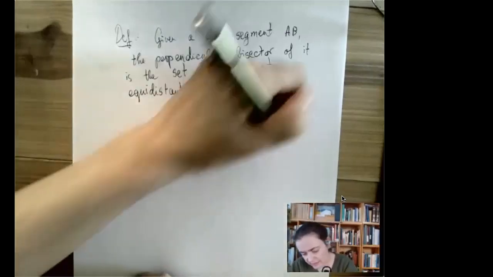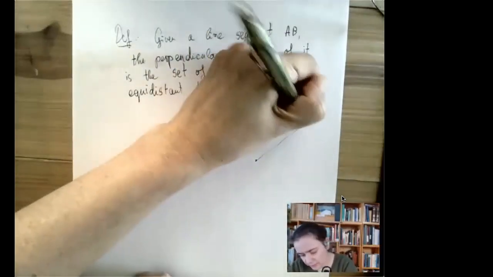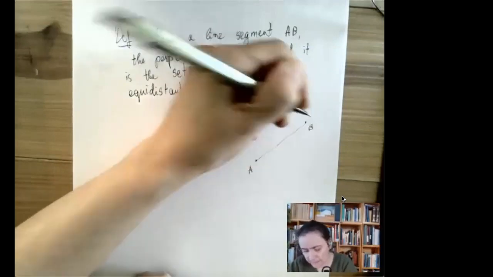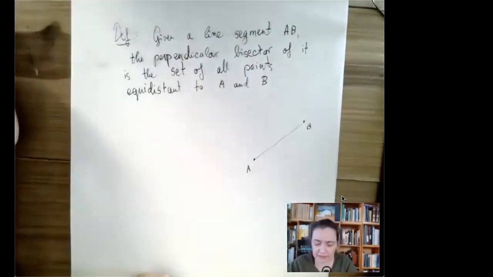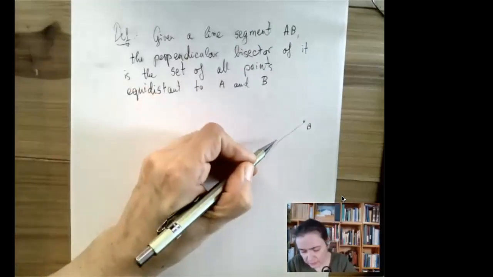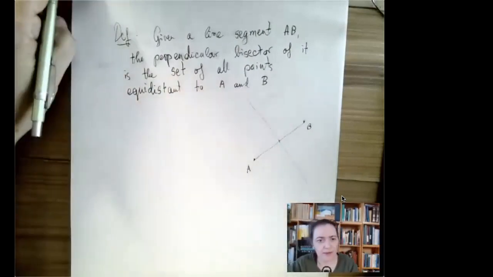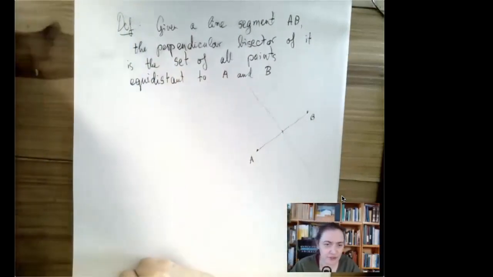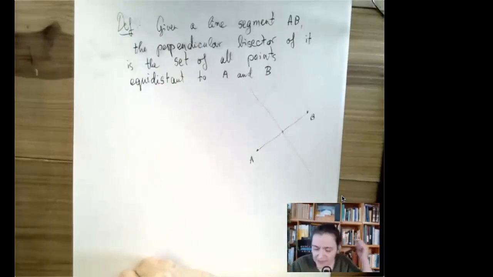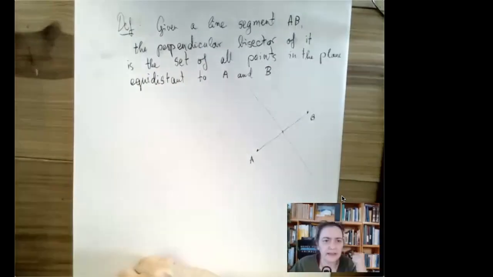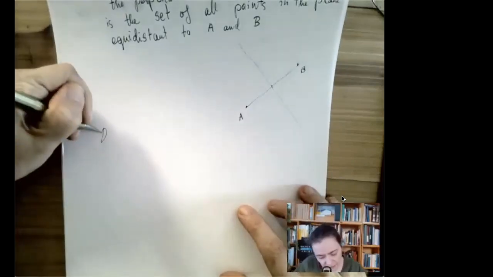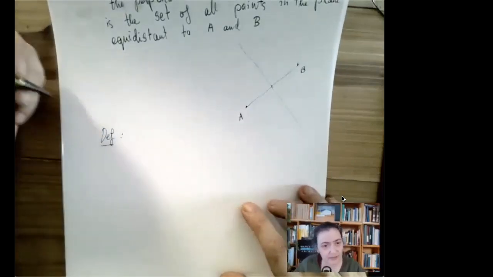If we're given a line segment AB, then the perpendicular bisector is, well, we can think of it as an infinite line that is perpendicular to the line segment and it passes through the midpoint. But actually, that's not the definition. The definition is a set of all points in the plane equidistant to A and B.